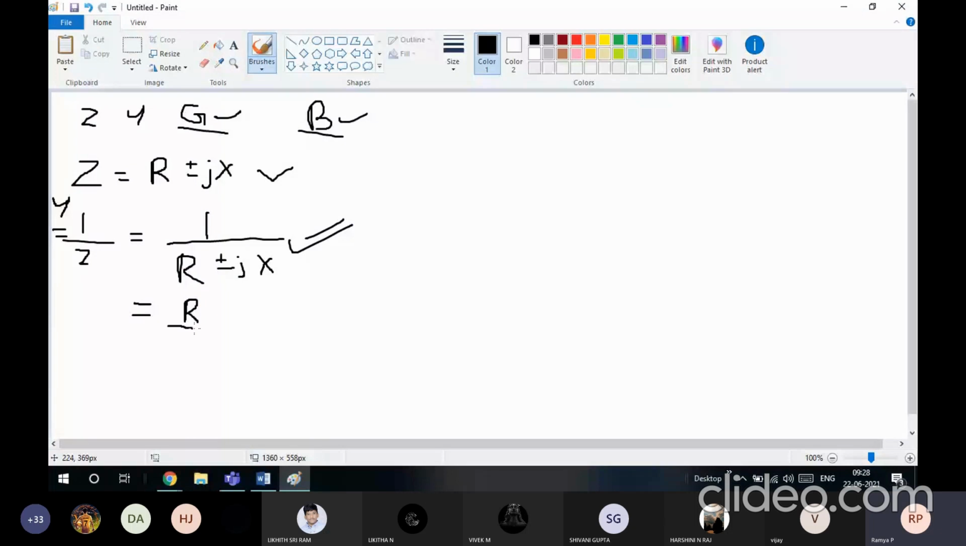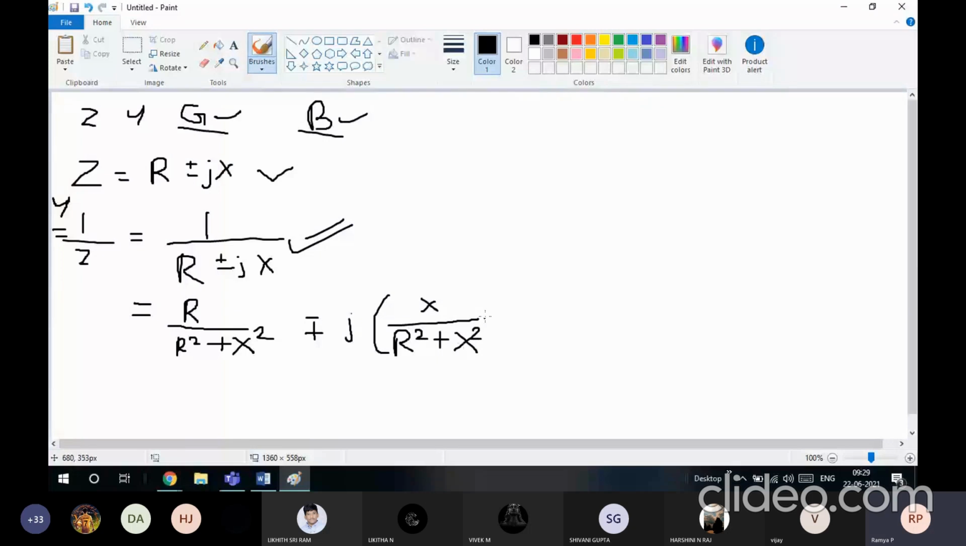This is a real term, and the imaginary term will be minus or plus j into x parameter, which is x divided by r square plus x square. This is the expression which you are going to get after rationalizing.